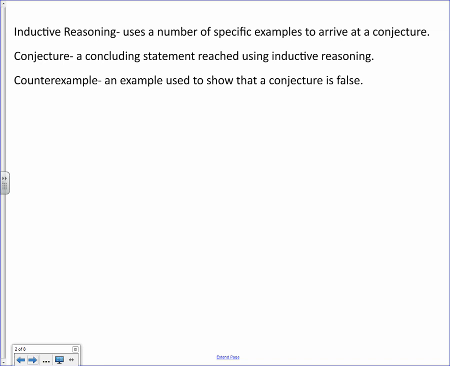And then a counterexample, this is just an example that we can use to show that a conjecture is false. So if we have a conjecture and we want to show that that conjecture is false, the only thing we need is one counterexample, one example that shows that the conjecture is not true. Give you 10 seconds here if you need to finish up writing any of these.